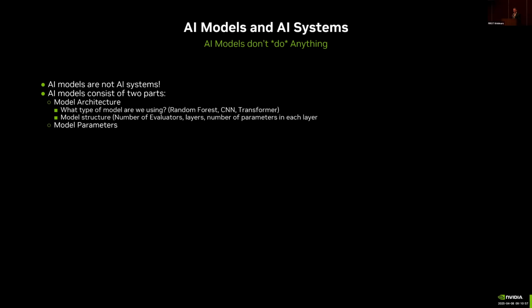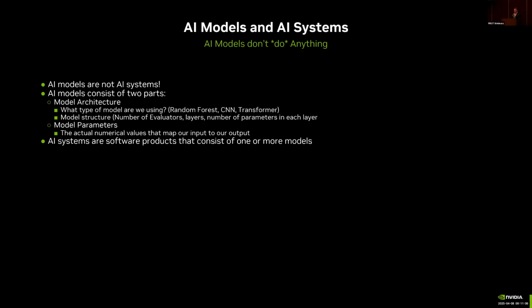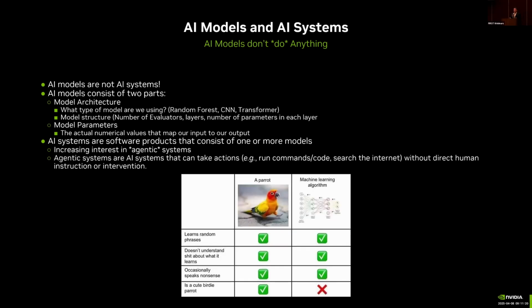And then we have the actual model parameters. The model parameters are the numbers that map our input to our output. Not complicated. AI systems are software products that have one or more models in them, right? And we're seeing increasing interest in agentic systems. So what are agentic systems? They're systems that can take actions without direct human instruction or intervention, right? So these are things that can run commands. They can run code. They can search the internet for you. And I'm sure everybody in this room thinks that that's a good thing and couldn't possibly have a negative security impact, right?